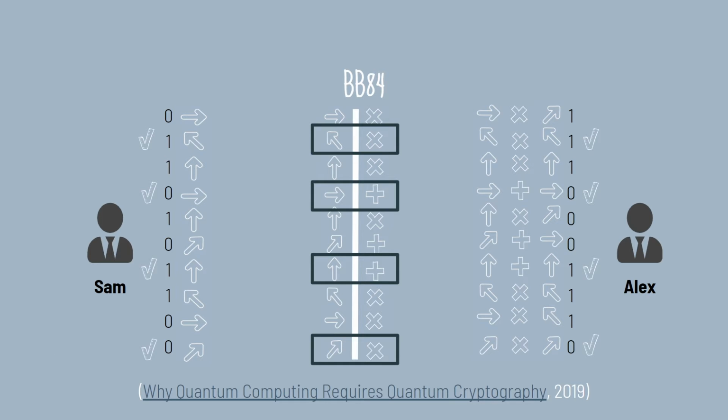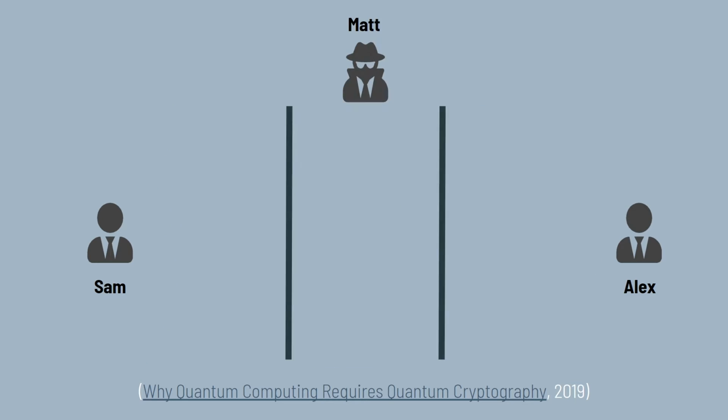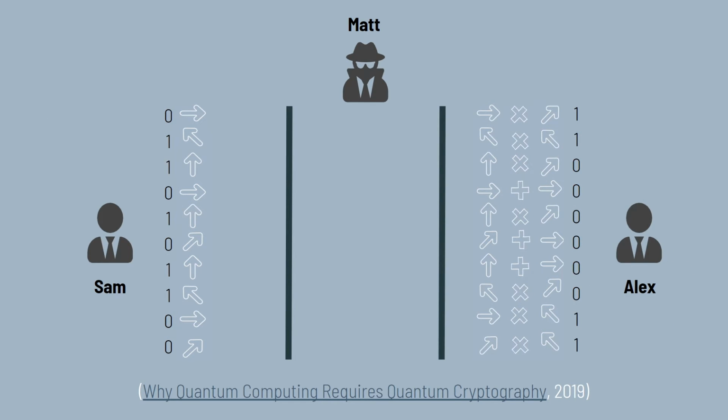After that, Sam reveals which basis she used and the bits she originally sent. For each photon, if a different basis was used, Alex can disregard the result, but if the same basis was used, then the answer should be the same, 1 equals 1 and 0 equals 0.